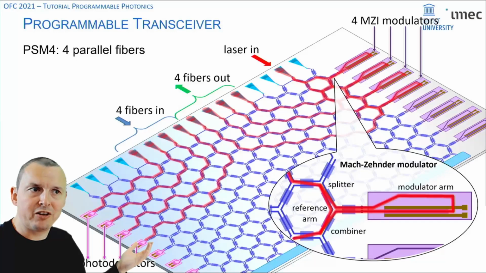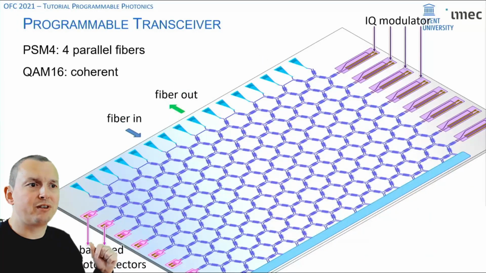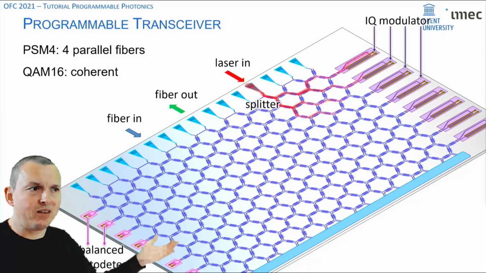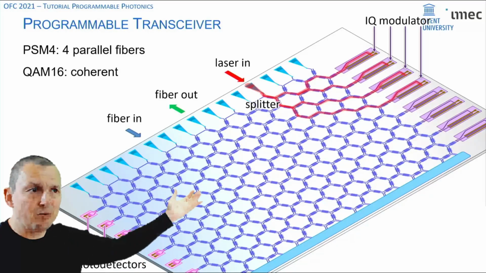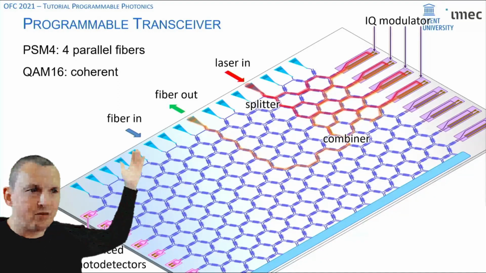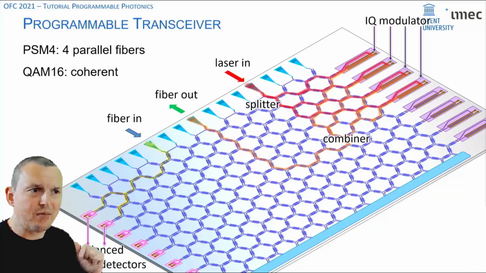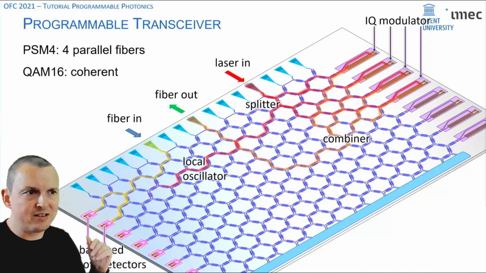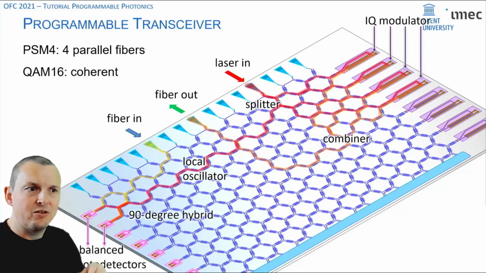And we have our parallel single mode fiber transceiver. And we can do the same thing for our coherent transceiver, but now routing the laser to an IQ modulator setup, and then combining everything into the output fiber, and at the same time using the light from the input fiber, interfering it with your laser light as a local oscillator to get your 90-degree hybrid of your coherent receiver.